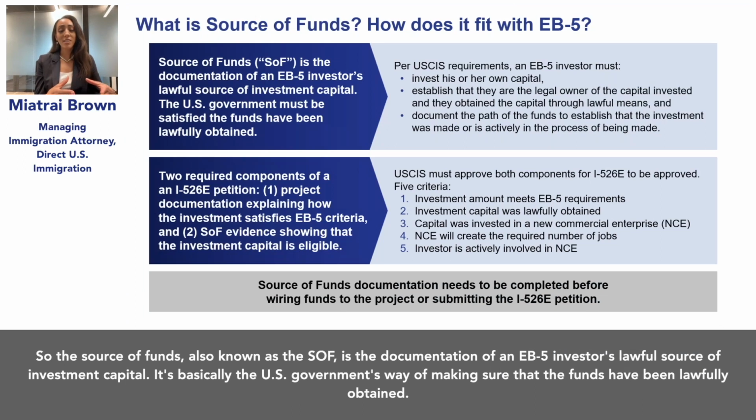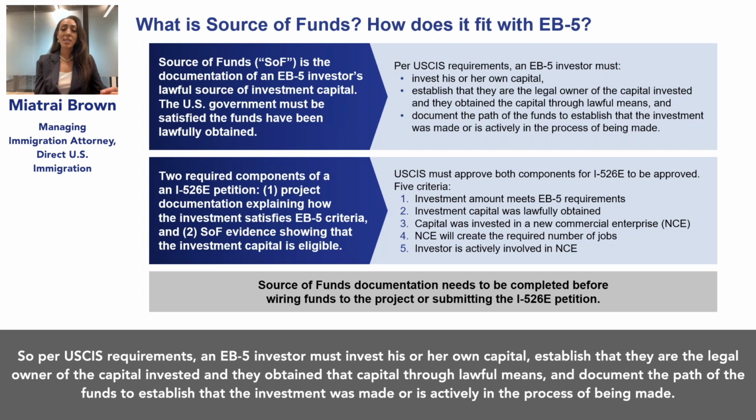So the source of funds, also known as the SOF, is the documentation of an EB-5 investor's lawful source of investment capital. It's basically the U.S. government's way of making sure that the funds have been lawfully obtained.